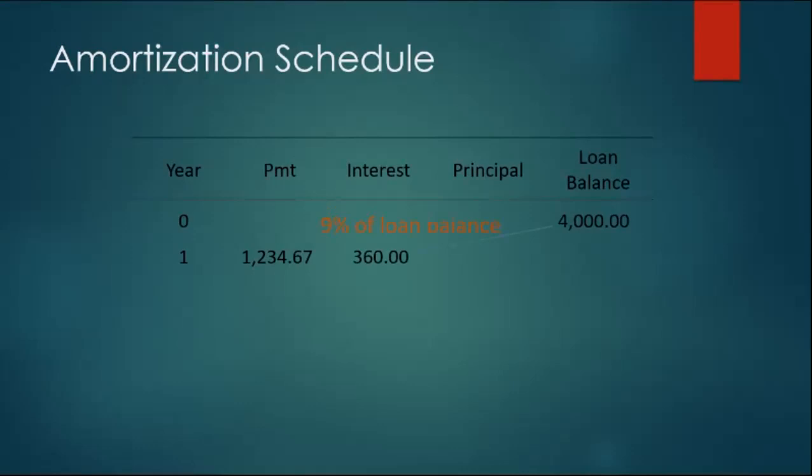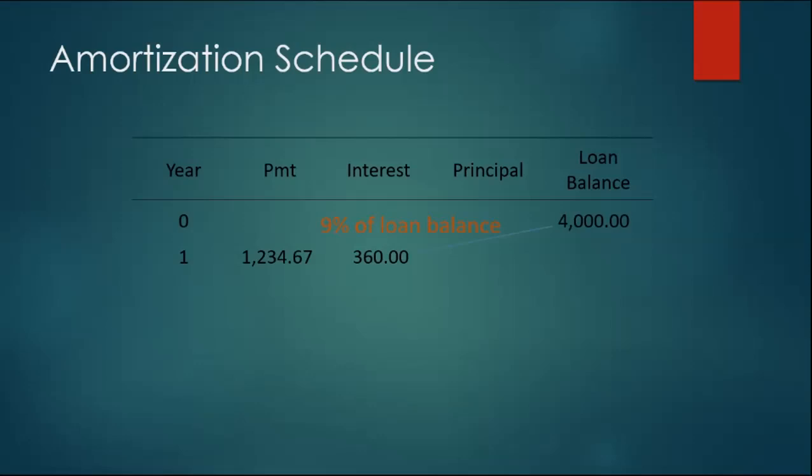So at time 0, 4,000 was the loan balance, and after making the first payment, the interest charged is based on the loan balance multiplied by the 9% interest rate, and you get the interest amount 360, which the bank has charged as interest or its income against the first payment.